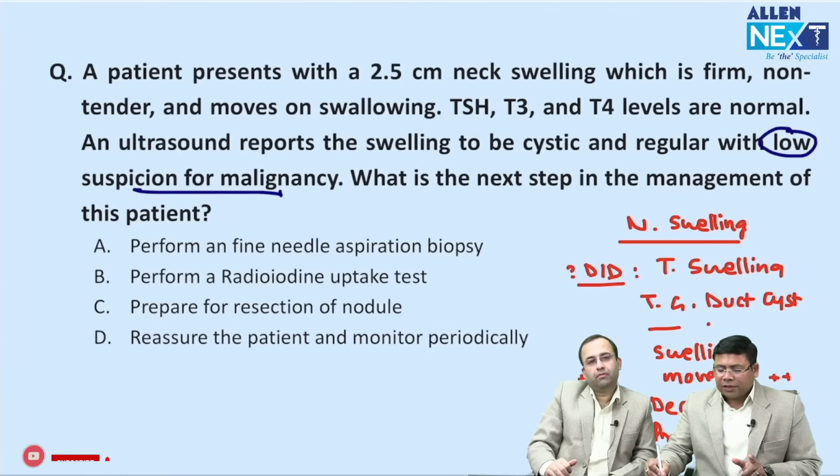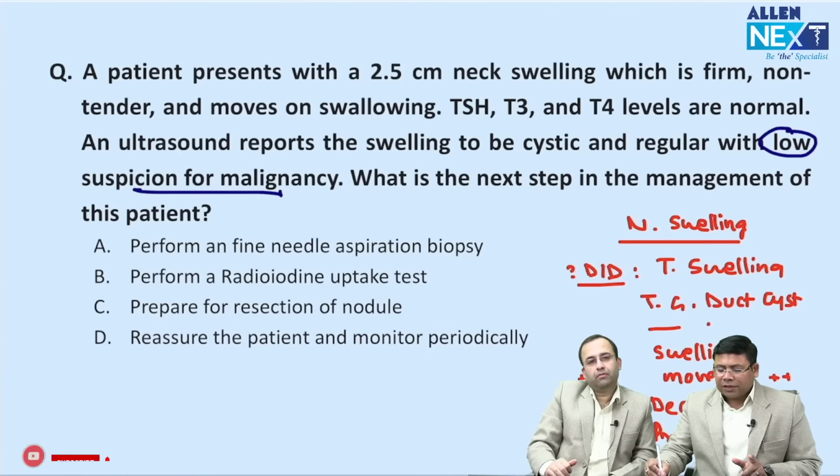Now, what is the next line of investigation that we have to do? Let us talk about the approach to thyroid swelling. What is the standard investigation? We will go for USG guided FNAC nowadays. So the investigation of choice is of course FNAC.